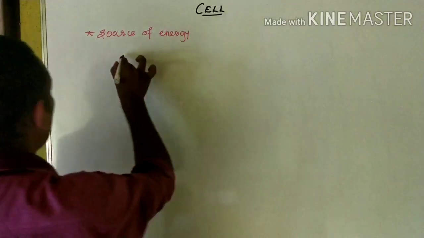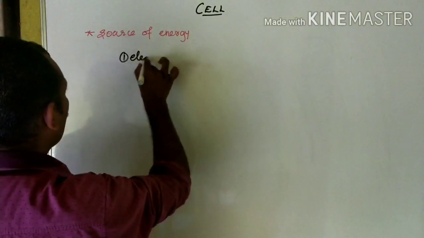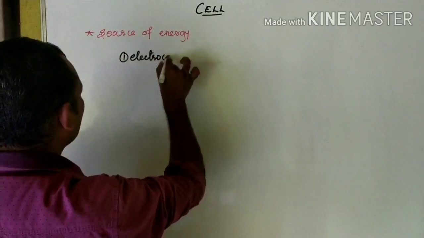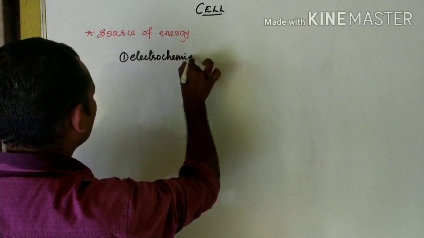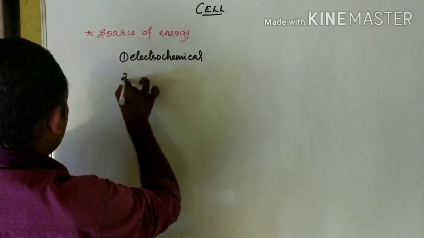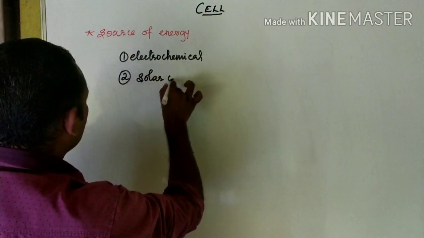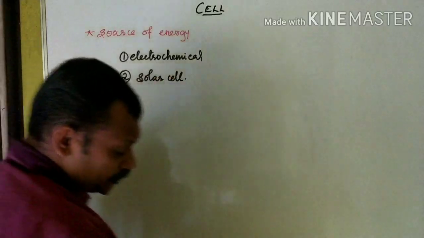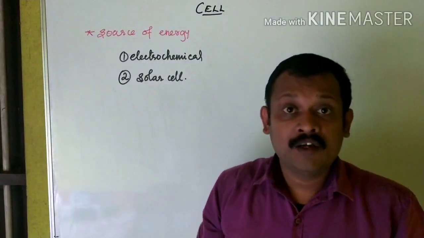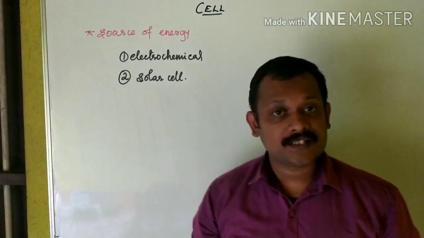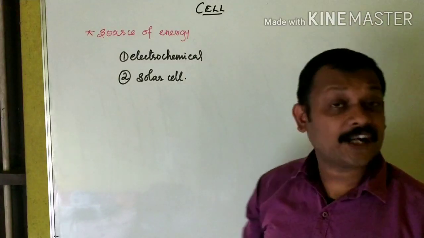One type of cell is called electrochemical cell. The second type of cell is called a solar cell. These are just some examples of cells that I mean here. We will be studying different types of cells this year. One of them is the electrochemical cell.